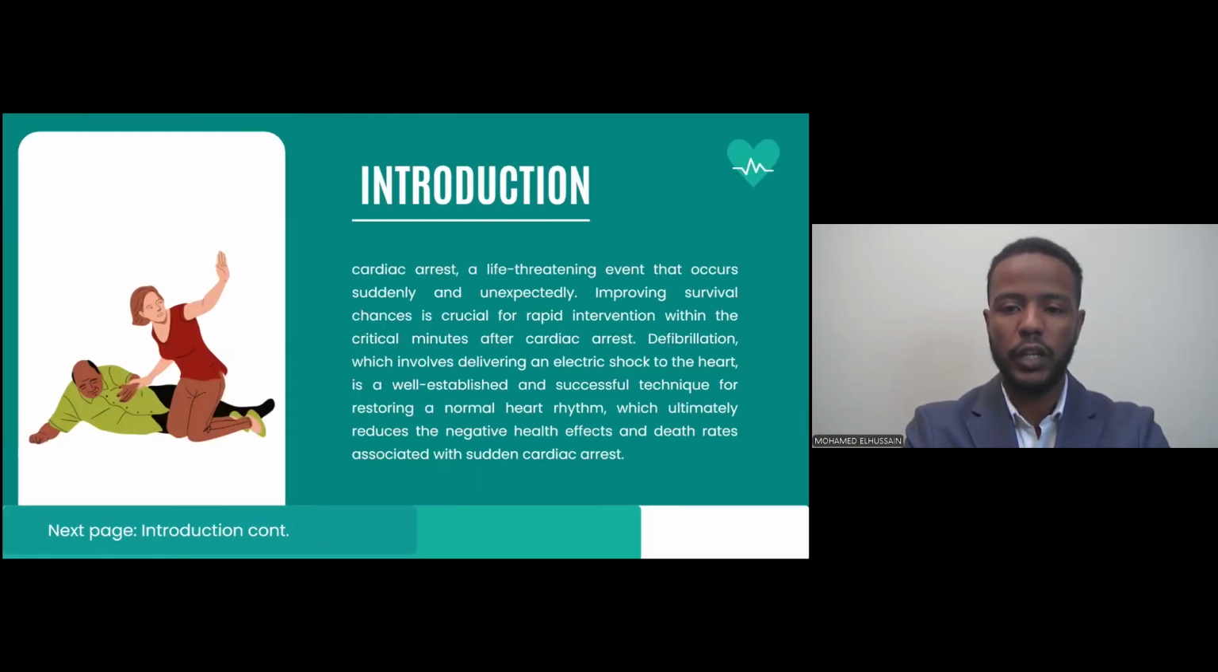So before we talk, we need to define some terms and make sure that you're familiar with them. So, cardiac arrest. Cardiac arrest is a life-threatening event that occurs suddenly and unexpectedly. Improving survival chances is crucial for rapid intervention within the crucial minutes after cardiac arrest. Defibrillation, which involves delivering an electric shock to the heart, is a well-established and successful technique for restoring a normal heart rhythm, which ultimately reduces the negative health effects and death rate associated with sudden cardiac arrest.